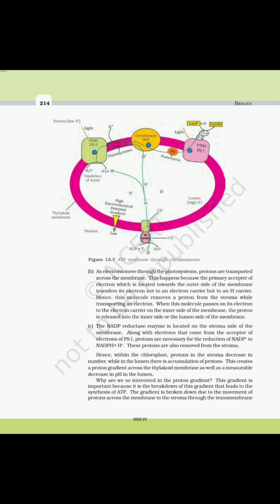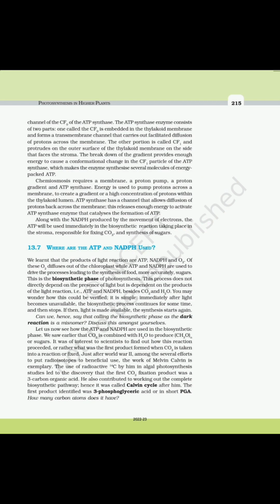Why are we so interested in the proton gradient? This gradient is important because it is the breakdown of this gradient that leads to release of energy. The gradient is broken down due to the movement of protons across the membrane to the stroma through the transmembrane channel of the F0 of the ATPase.